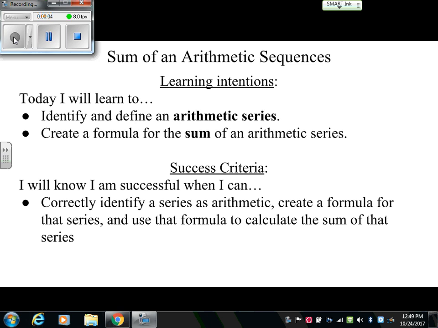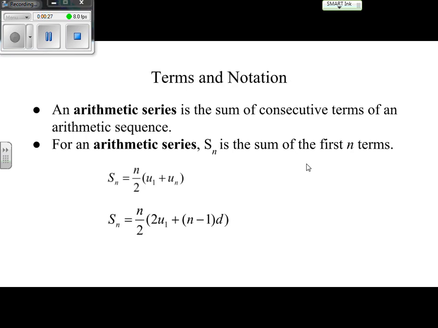Today we'll be continuing where we left off on arithmetic sequences, and we'll be talking about something known as an arithmetic series, or the sum of an arithmetic sequence. We're going to use a formula to find that sum of any arithmetic series, and we'll know we're successful when we can correctly identify a series as arithmetic, create a formula for that series, and use that formula to calculate the sum of the series.